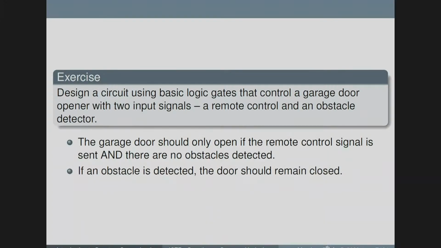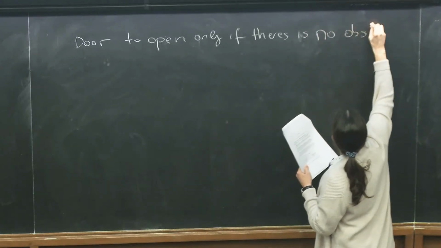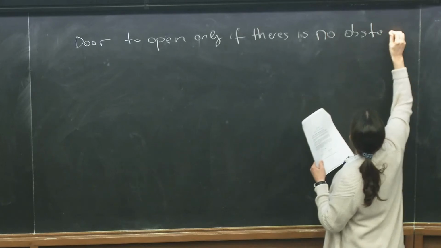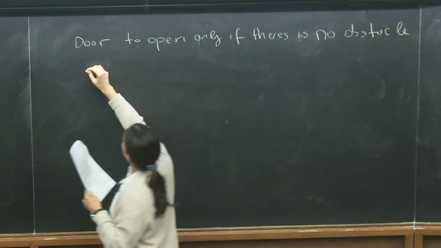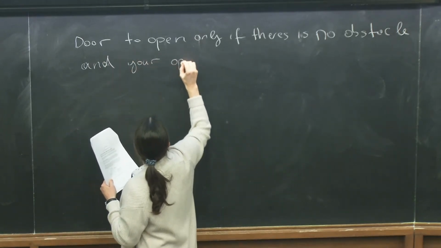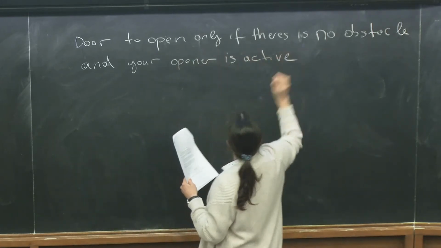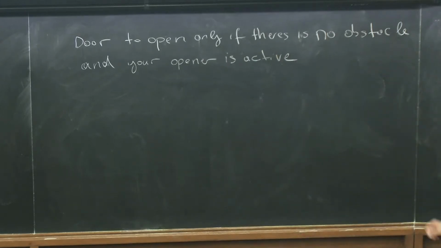So what you want is you want the door to open only if there is no obstacle and your opener is active. Okay? So this is your garage door opener.